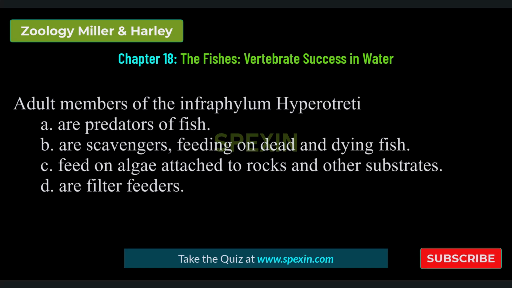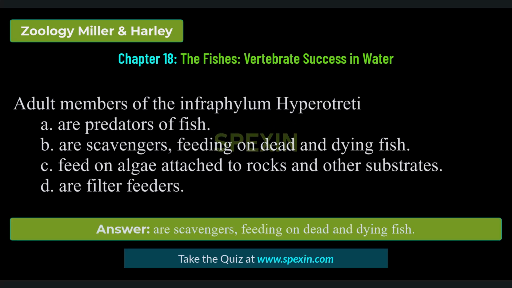Adult members of the infraphylum Hyperotreti are predators of fish, are scavengers feeding on dead and dying fish, feed on algae attached to rocks and other substrates, or are filter feeders. Correct answer: are scavengers feeding on dead and dying fish.